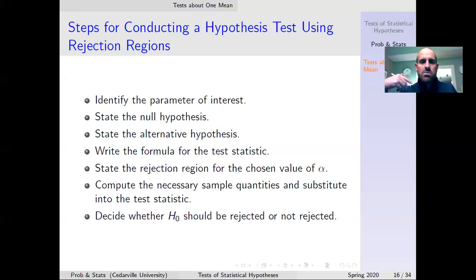Okay? So just to remind you, these were the steps in the hypothesis test. You want to identify the parameter of interest that you want to know something about, like the mean or the variance. You state the null hypothesis. Remember, that always has equals present. You state the alternative hypothesis, which isn't exactly the opposite, but it's always either not equals or greater than or less than in relationship to the parameter of interest. Like, the mean is greater than 95 or the mean is less than 95, depending on the situation at hand. Okay. You write the formula for the test statistic.